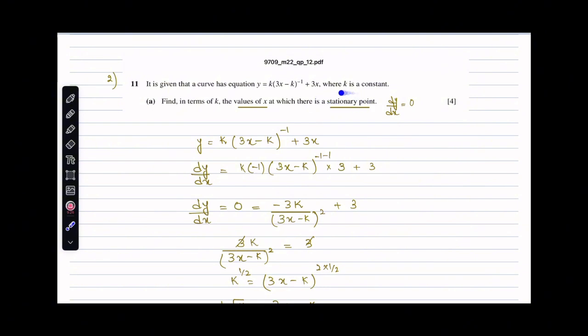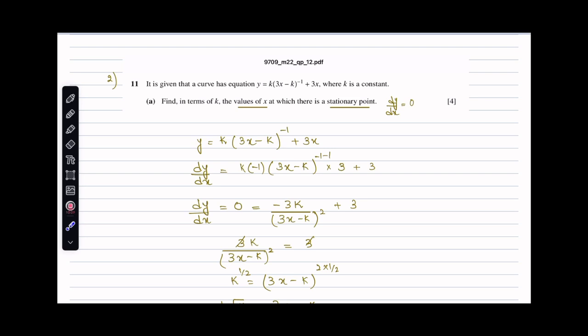So again, there is a stationary point. That means our dy by dx needs to be 0. So this is the hint that we should be having from this statement. And we need to find x in terms of k. So this is another hint that we should be having here. So y is given as k times (3x minus k) to the power minus 1 plus 3x. Getting the first derivative, dy by dx shall be equal to k times negative 1 and (3x minus k) to the power minus 1 times the differential of the function 3x minus k, which shall be equal to 3.